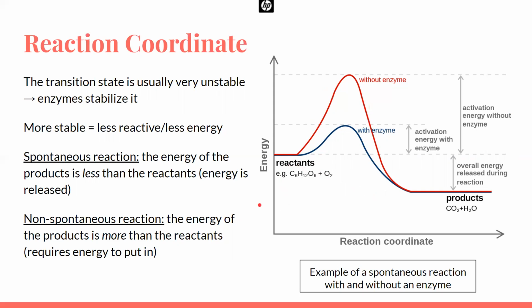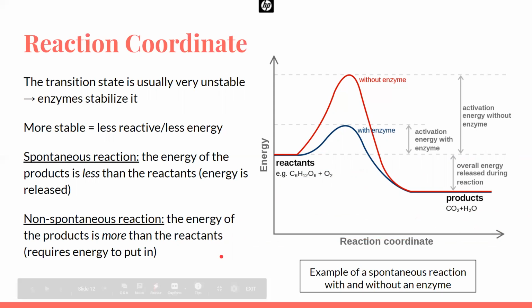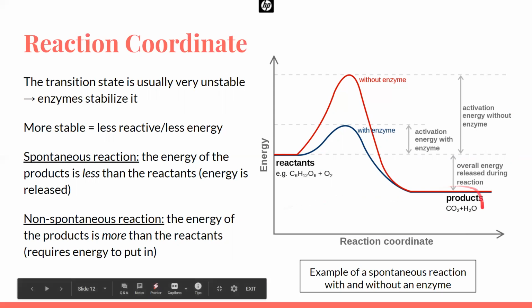Just quick terminology. A spontaneous reaction occurs when the energy of the products is less than the reactant. So this is an example of a spontaneous reaction. A non-spontaneous reaction is when the energy of the products is more than the reactant, so it requires that energy is put in. In this case, energy is released because you have less energy in the products. So this is an example.